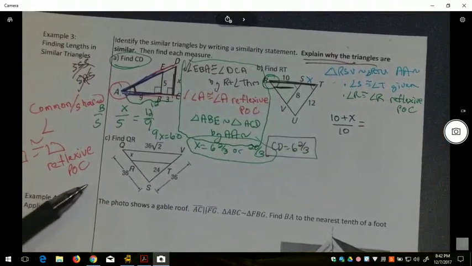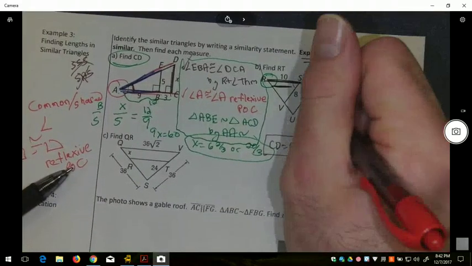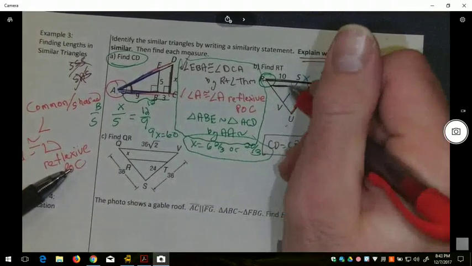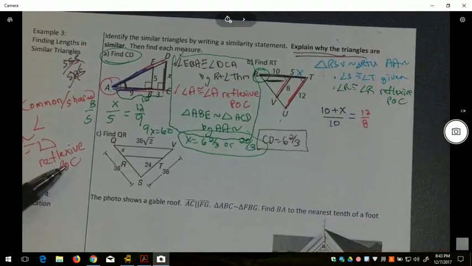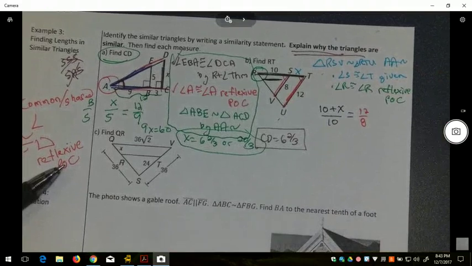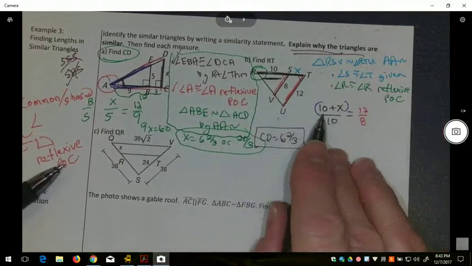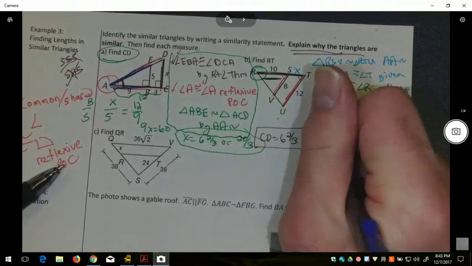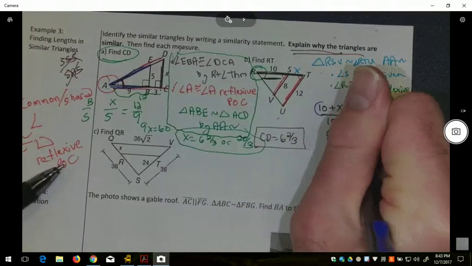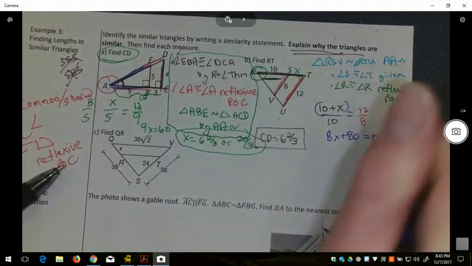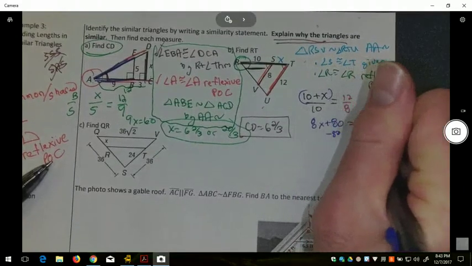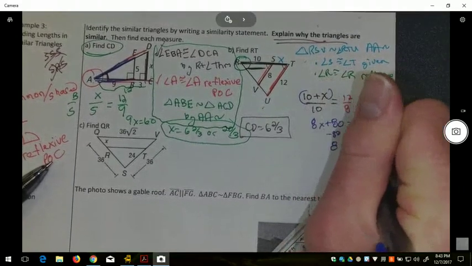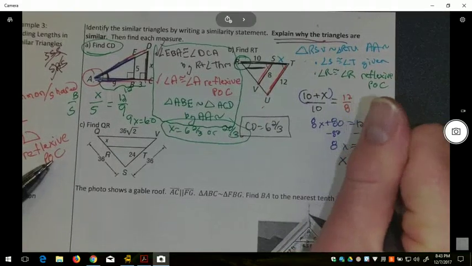Now another proportion for another side on this is 12. 12 for TU and 8 for SV, so this equals 12 over 8. When I cross multiply, I'll have to distribute the 8 to this entire expression of x plus 10. That'll give me 8x plus 80 equals 10 times 12, 120. Subtracting 80 from both sides will give me 8x equals 40, and dividing by 8 will give me x equals 5.